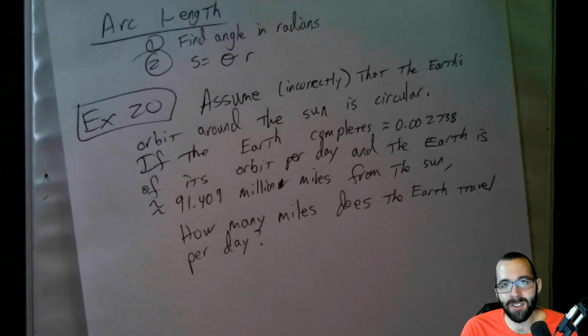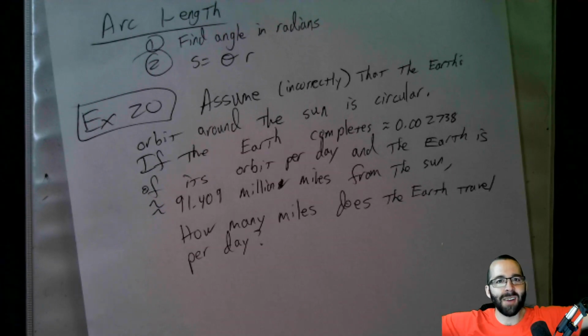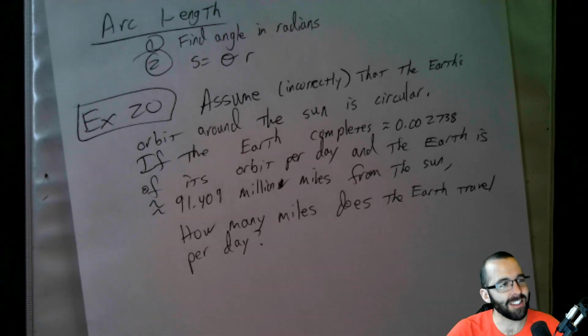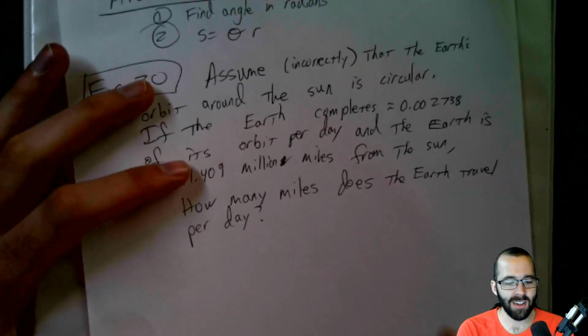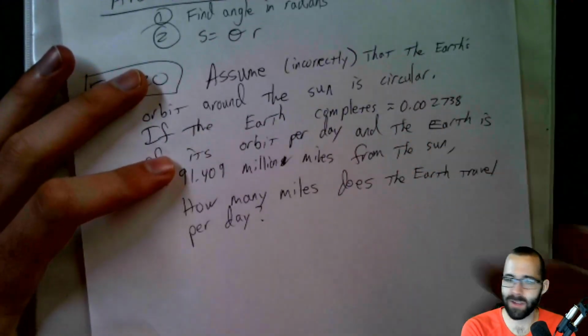You either draw a circle or you draw a triangle. That's it. Okay? I just solved every application problem for you in this class. Draw a circle or triangle and you're good to go. So let's draw a circle. Why? Because we have a circular orbit.